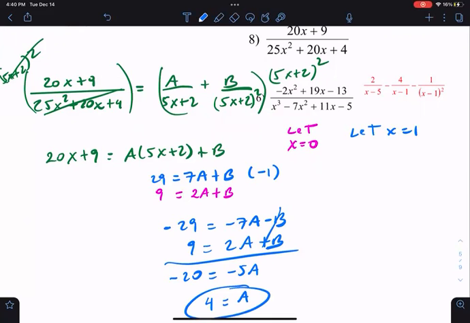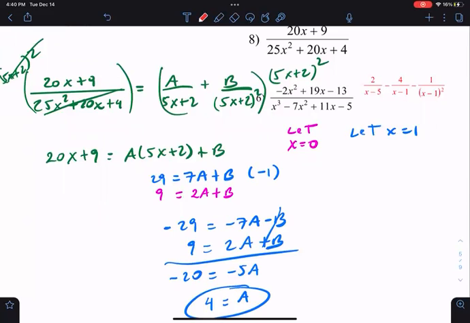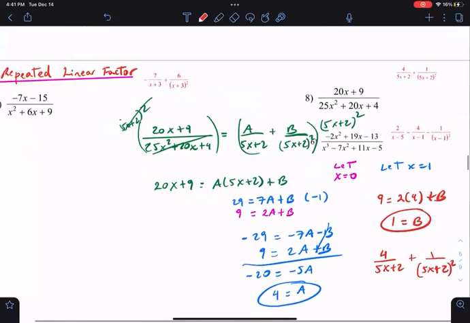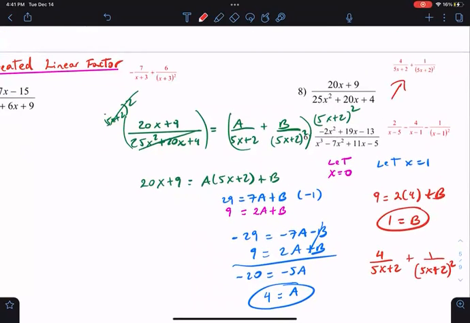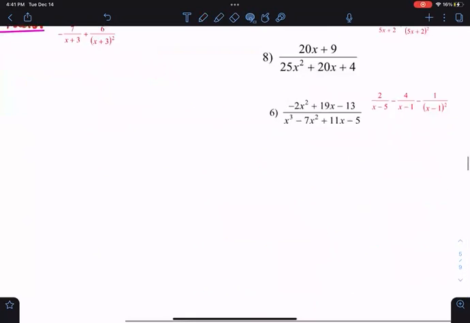Okay. And now for b, you can use either equation, whatever you want, right? So I'm going to use the second one. 9 equals 2 times 4 plus b. That's going to be 1, right? b equals 1. So I have the problem almost set up, right? So the answer for this problem is a equals 4, over 5x plus 2, plus b is 1, over 5x plus 2 to the second power. And that's the answer, right? As you can see here. Okay, not difficult. Okay, next, this one.